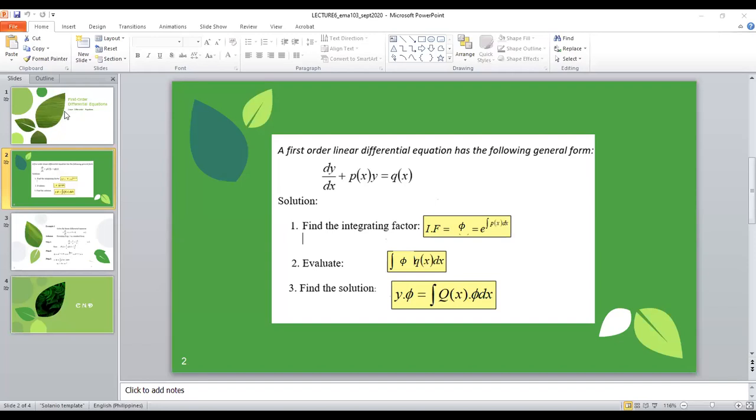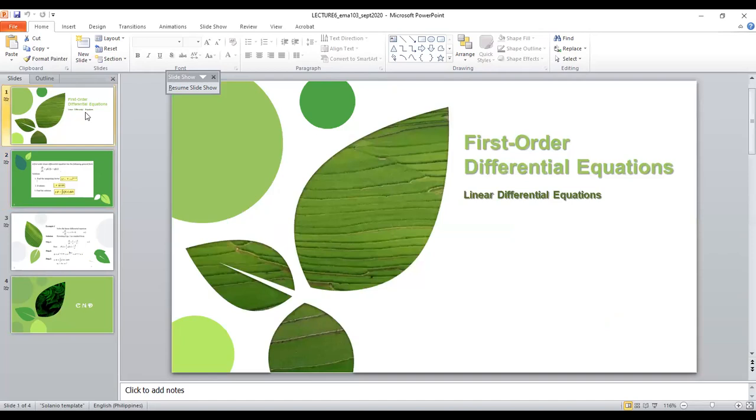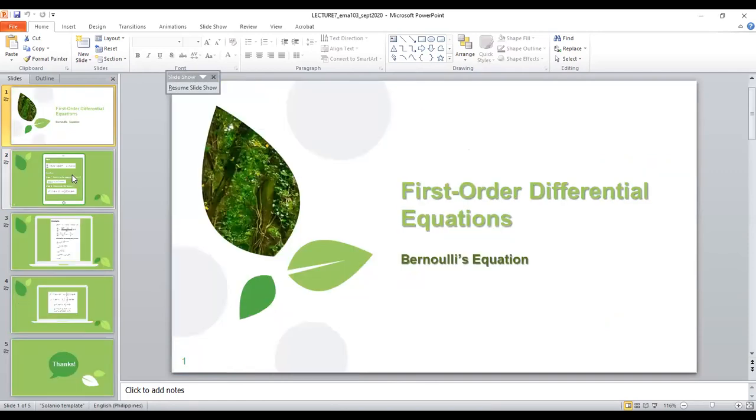Now, for those who... I always discuss these two parallel lessons. It's because in terms of form, they look really very similar. This is still linear, sorry. It should be the other one. We'll have the Bernoulli's equation now.